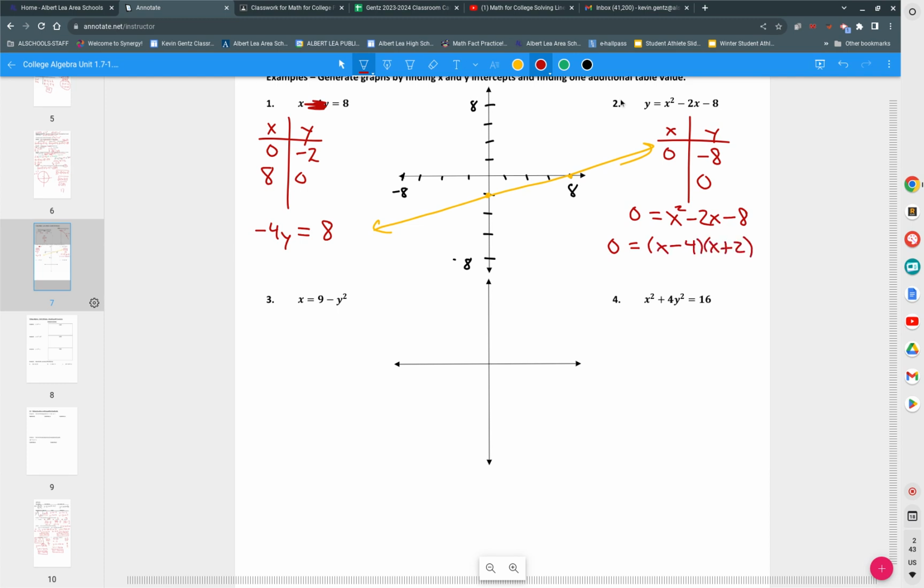So that means I have x-intercepts of positive 4 and negative 2. I go ahead and sketch my graph. The y-intercept is negative 8. It goes on the y-axis. And the x-intercepts are positive 4 and negative 2. Any questions?